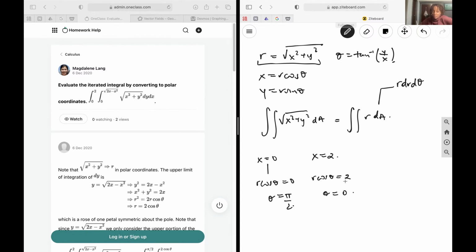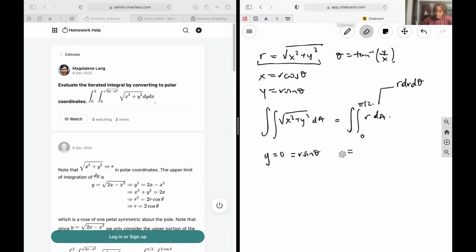And so the bounds of x is equal to 0 to x is equal to 2 is the same thing as integrating from theta is equal to 0 to theta is equal to pi over 2. And so my bounds will now become, for one of them, 0 to pi over 2. Let's check out our y bounds. So for our y bounds, I'll be integrating from y is equal to 0, and this will be r sine theta, until y is equal to the root of 2x minus x squared.